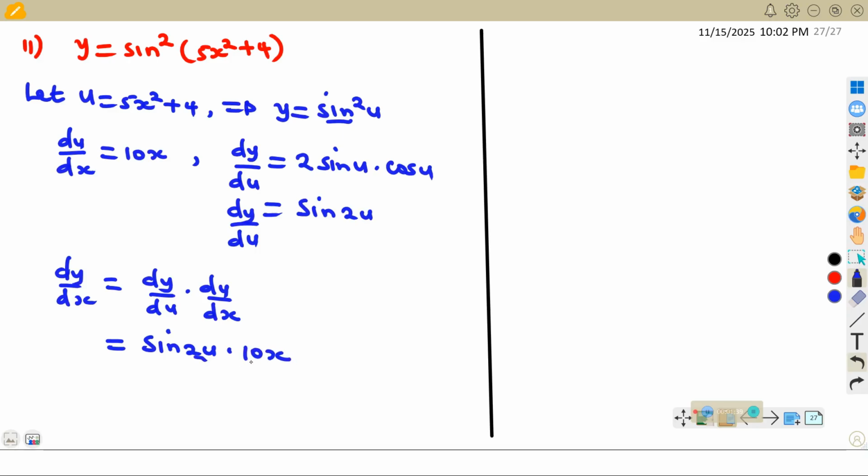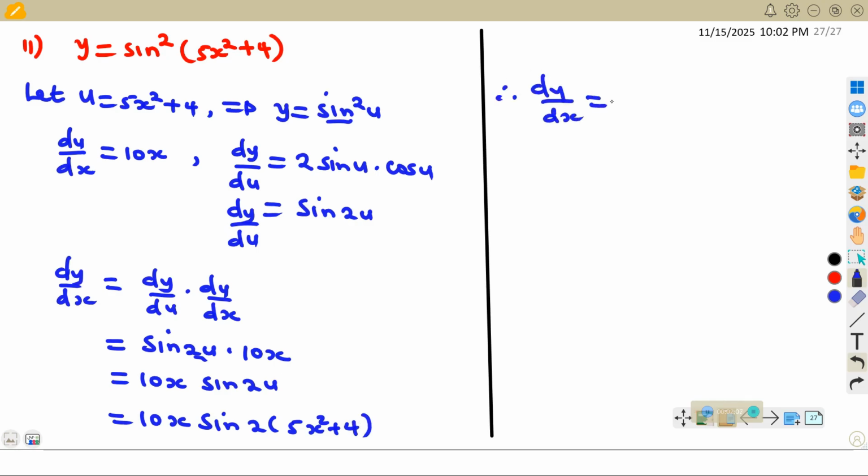Please don't multiply this with this. It is better to have 10x out than sine of 2u. But since we are given our expression in terms of x, we shall have this as 10x, then sine of 2 into u. U is 5x squared plus 4. So in other words, we can therefore have dy dx as 10x sine of 10x squared plus 8. And that will be the required solution.